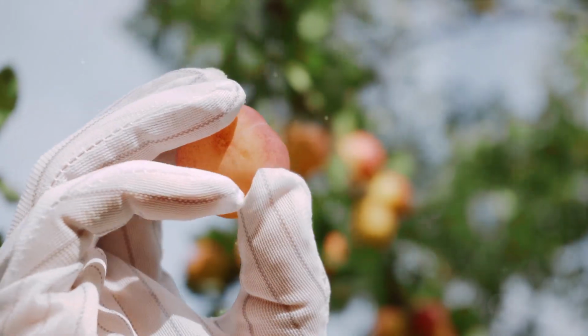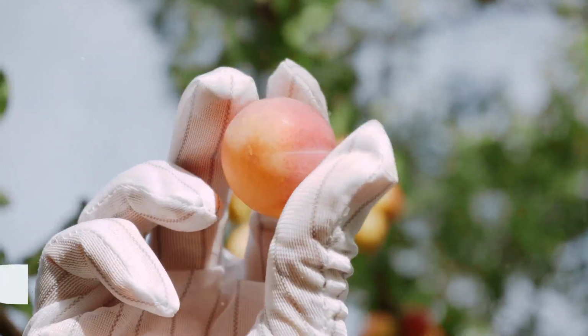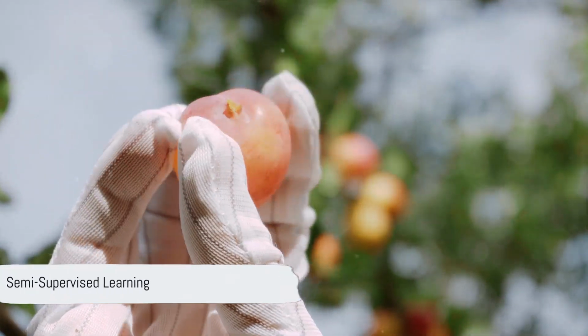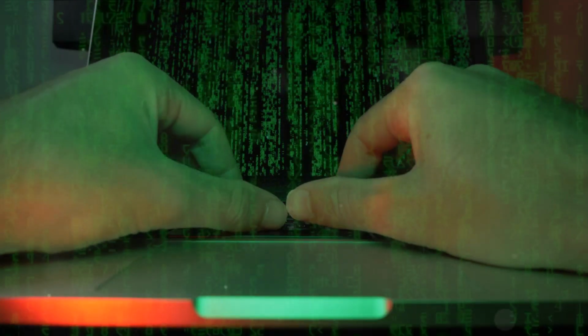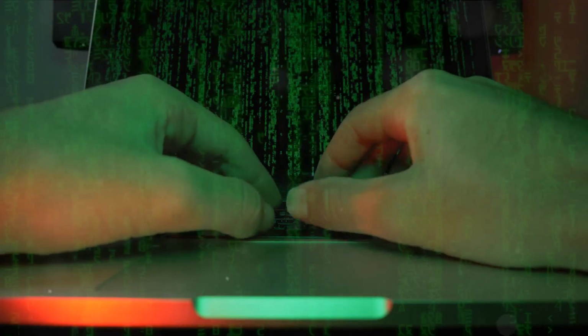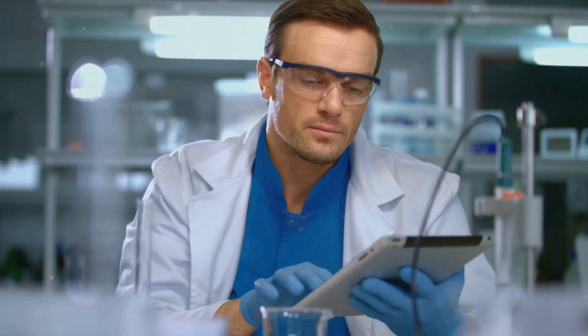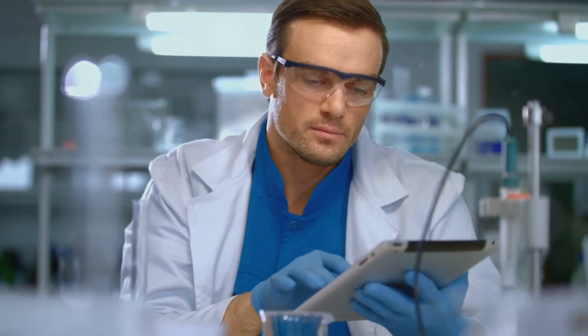Now imagine if the child, after learning to identify apples and oranges, starts to understand the difference between a ripe and unripe fruit. That's a perfect analogy for semi-supervised learning. It combines the best of both worlds, using a small amount of labeled data and a large amount of unlabeled data. This type of learning can improve learning accuracy. Yet, it's not always easy to find the perfect balance between labeled and unlabeled data.